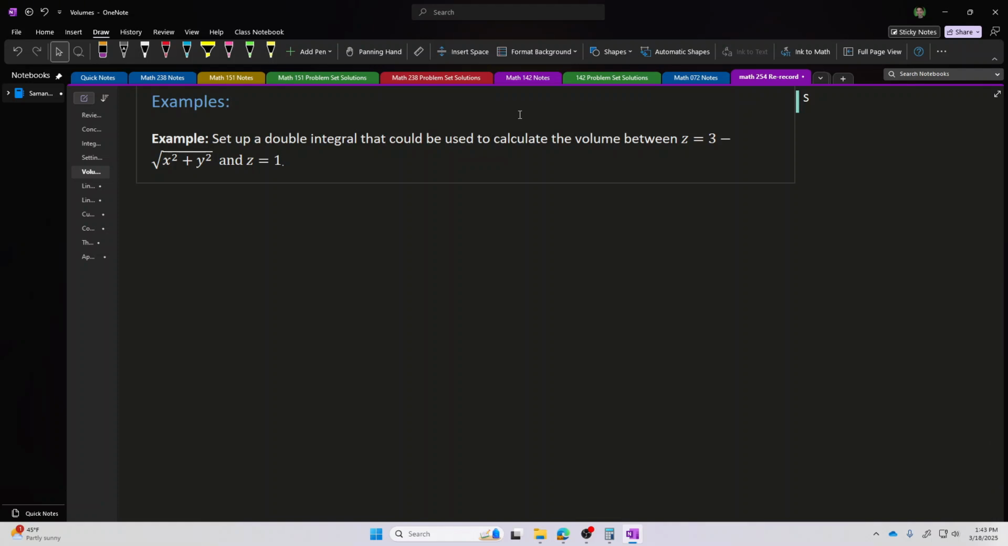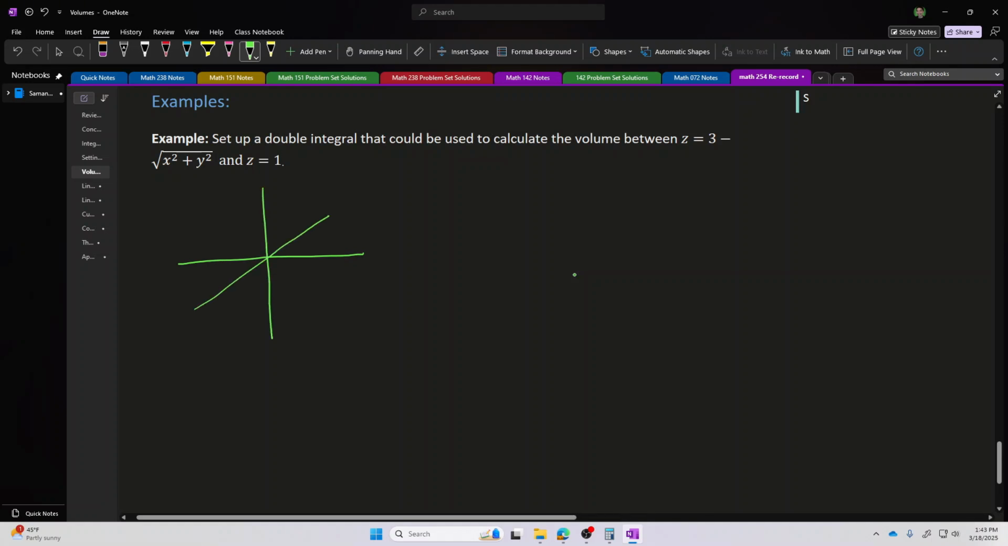As usual, I'm going to start with a very rough drawing, first in three-dimensional space of the three-dimensional volume that I'm trying to find. And then I'm going to translate that into a two-dimensional drawing of just the xy plane and the region R of integration.